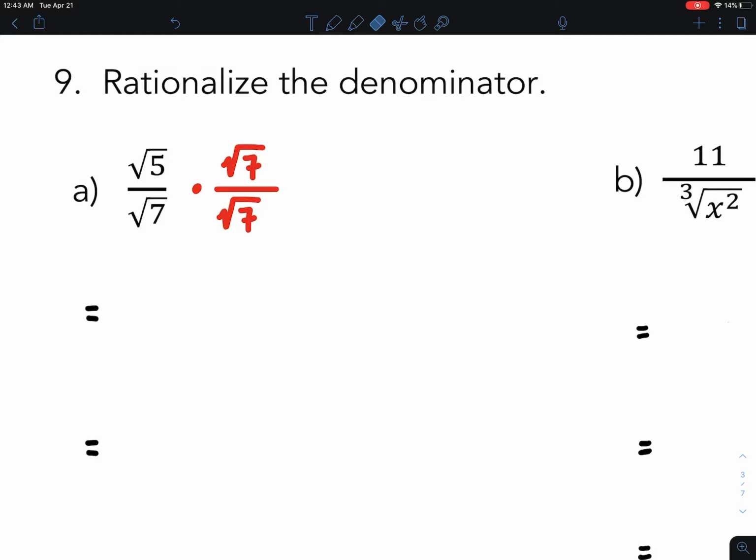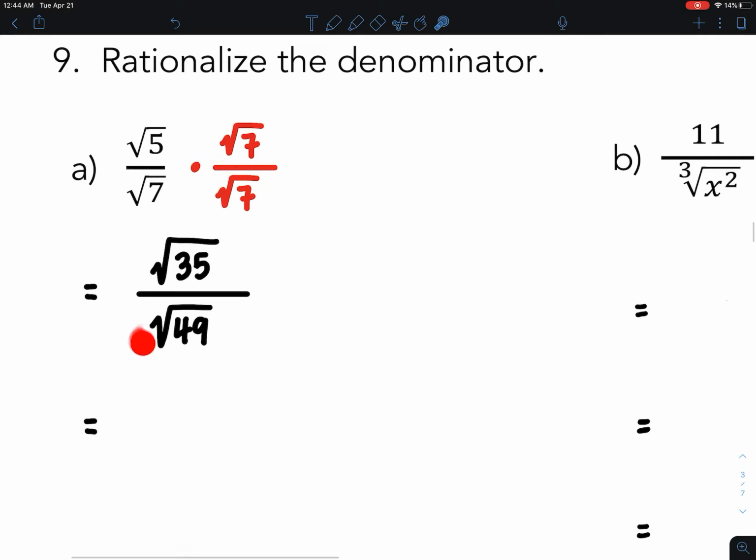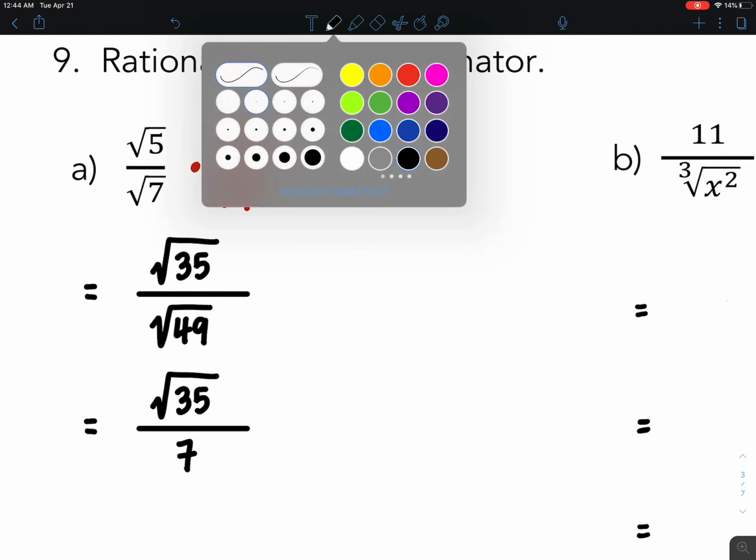So in order to do that, we're going to multiply it by radical 7 over radical 7. And remember, we only care about the denominator being radical free. We're not really concerned about the numerator being radical free. We care more about the denominator being rationalized, meaning the denominator having no radicals. So in the numerator, we have radical 5 times radical 7, which is radical 35. And the denominator, radical 7 times radical 7, is radical 49. And we know what radical 49 is. The square root of 49 is 7. So radical 35 divided by 7. This is actually our final answer.